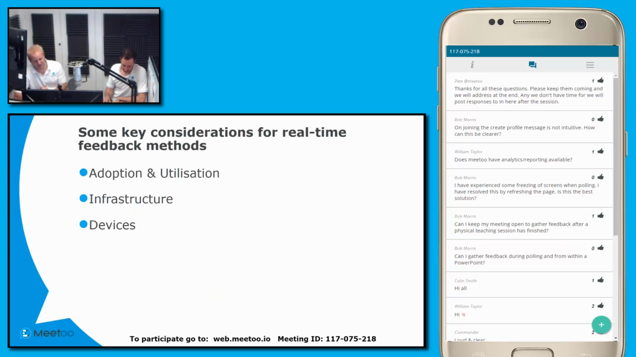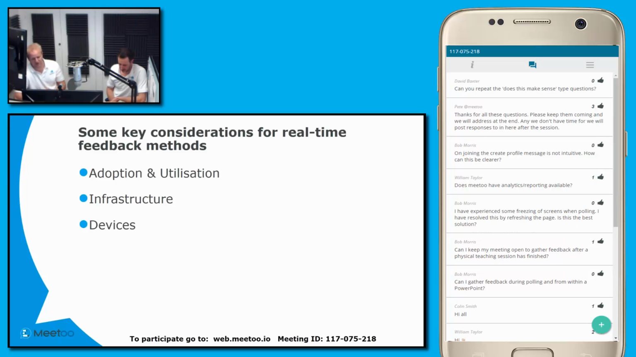There are some key considerations, of course. Adoption and utilisation of any technology: you need to introduce it, you need to test it, and then as Pete mentioned, you need to set those expectations. Why is it important? And hopefully help encourage people to participate. You need to think about the infrastructure. So if you are using an app, is the Wi-Fi sufficient at wherever you're holding your session? Or if it's an app that's fairly light on data, something like Meetoo, is there a good 3 or 4G signal available as well as the Wi-Fi?